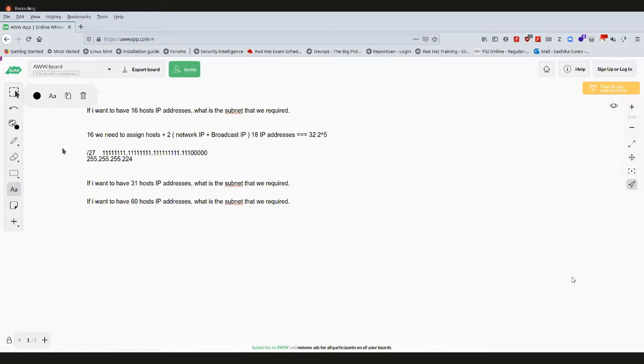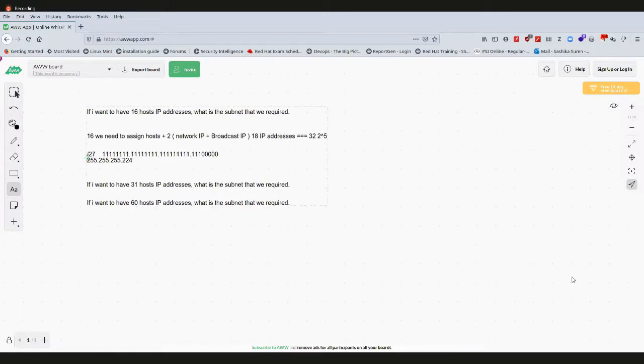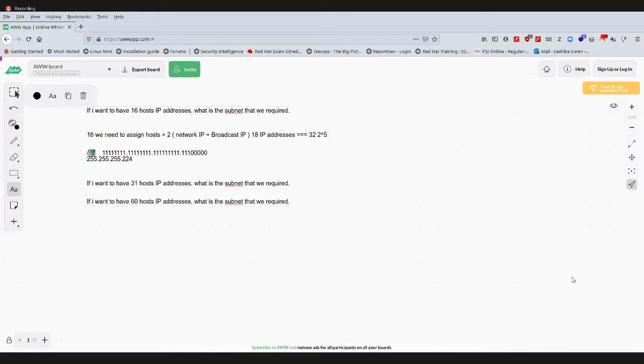So is the answer /27 or 255...? You can put anything. It's not actually a restriction, but what we can put here is either the /27 or the full subnet mask. The /27 is the slash notation. This is the subnet mask. If I ask for the subnet mask, you have to give it in this manner. If I say write down the slash notation, then you have to give it in that manner. But in a live environment, you can put anything. There are no restrictions. Clear, guys? Yes, okay, sir. Thank you.